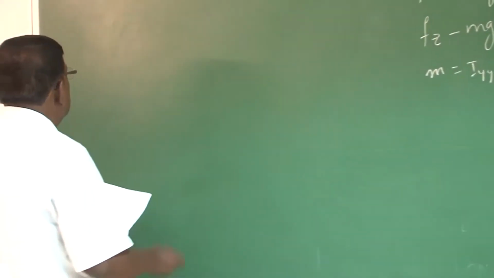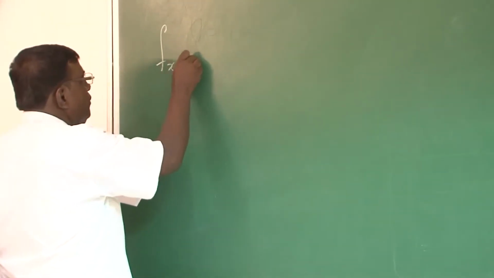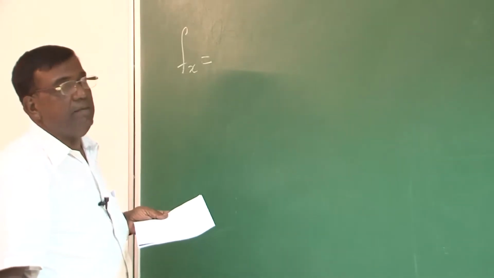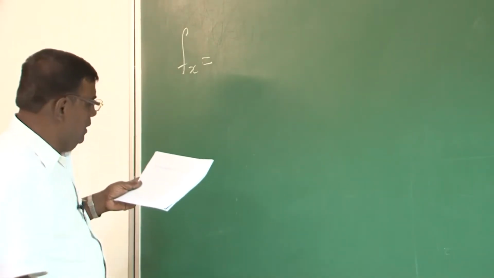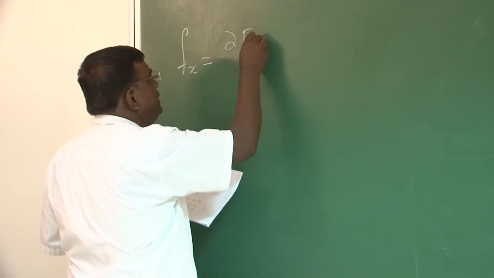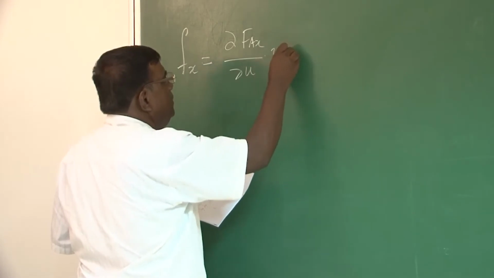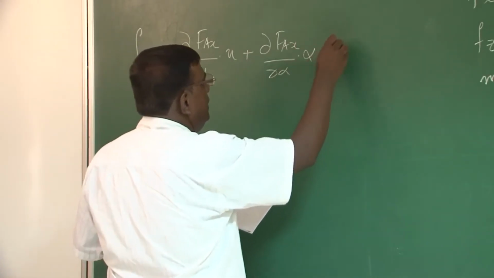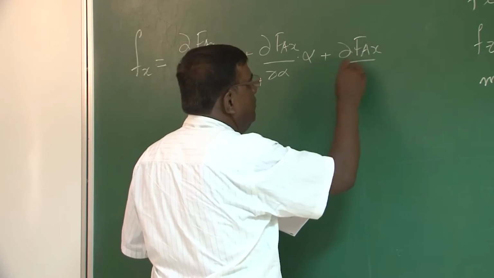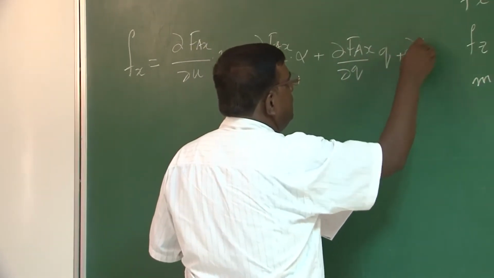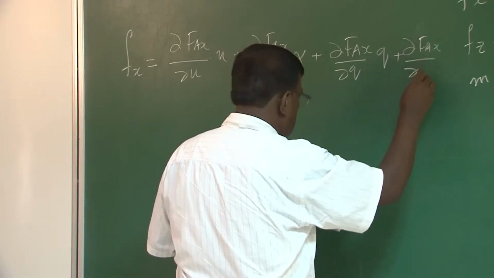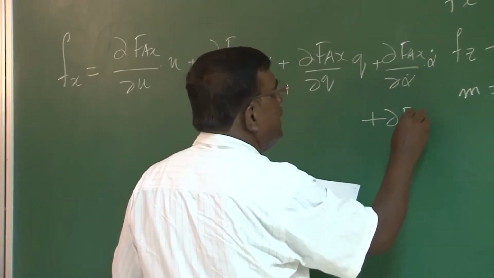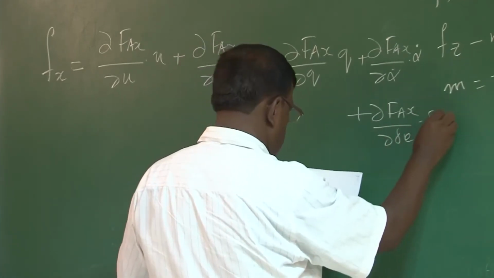Okay? So we'll write that Fx, it goes without saying we are only taking aerodynamic forces because we know that if I can handle aerodynamic forces mathematically, that technique if I understand, I can extend it for thrust also, right? So we'll write it like dFax/du into u plus dFax/d alpha into alpha plus dFax/dq into q plus dFax/d alpha dot into alpha dot plus dFax/d delta e into delta e.